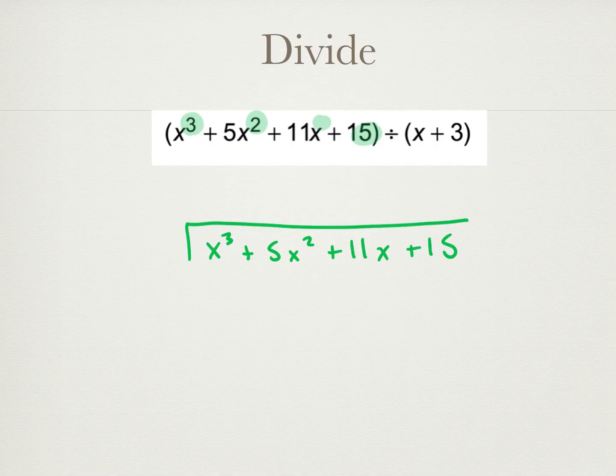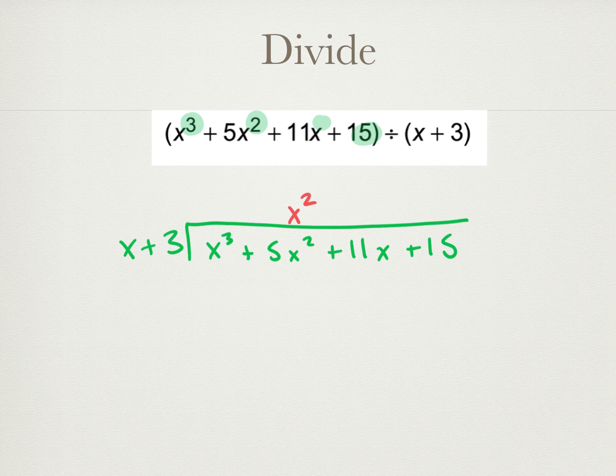Plus 15. And then x plus 3 goes on the outside. Alright, so let's get started. What do I do first? Divide by x. So what's x to the third power divided by x? x squared. What's next?